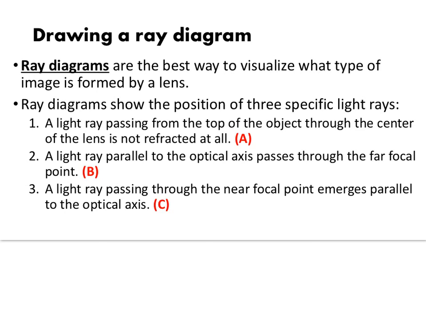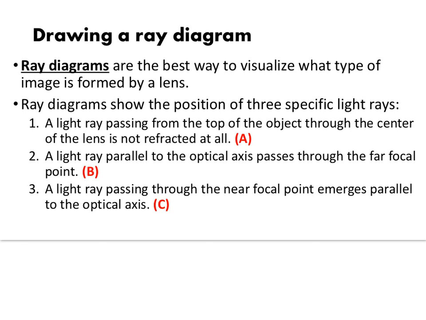A second light ray will start off parallel to the optical axis, and I'll show you a picture of that in a moment. And then after it goes through the lens, it passes through the far focal point. Far focal point being the one on the opposite side of the lens from where the object is.